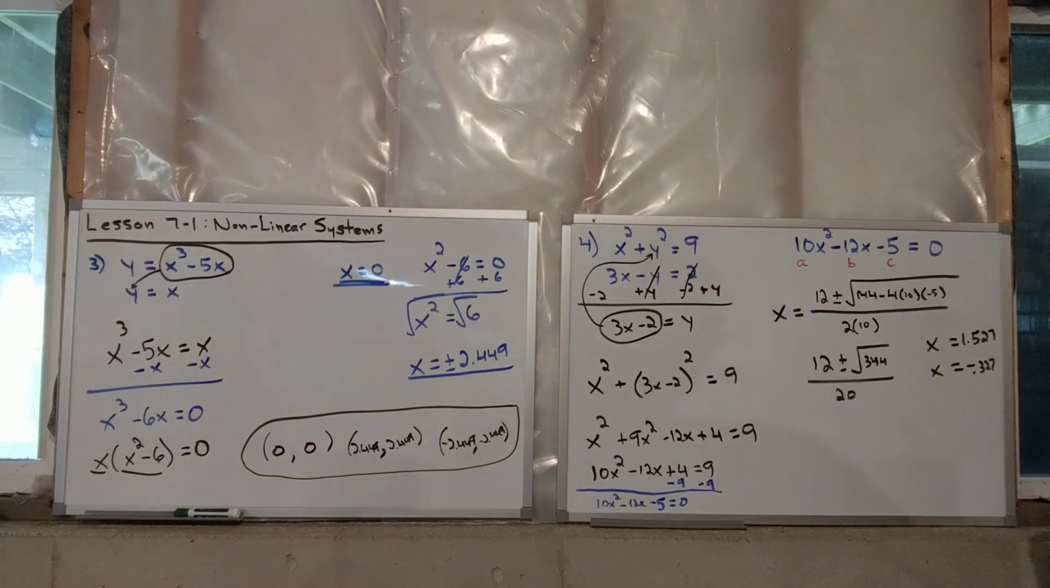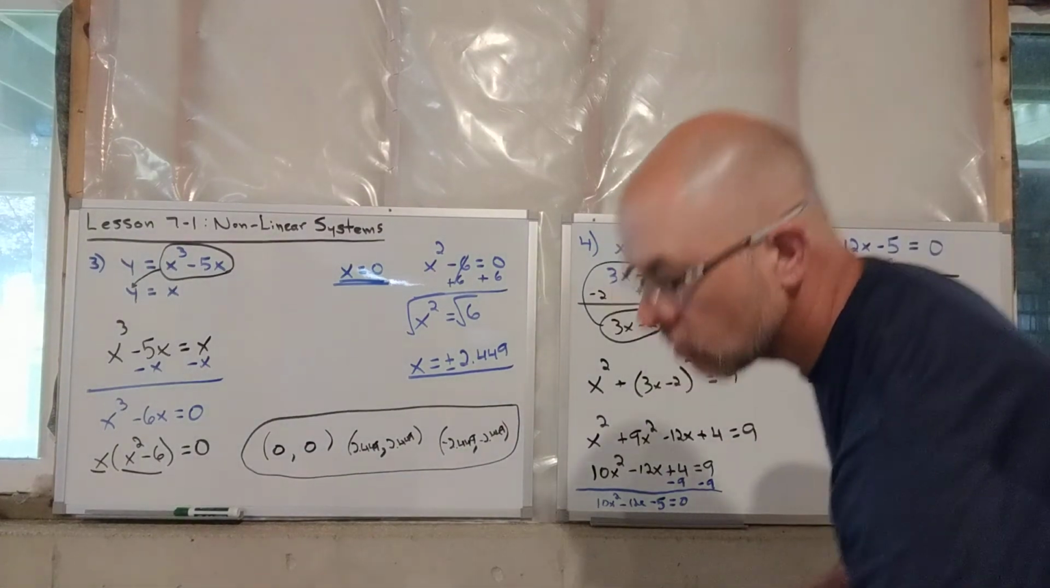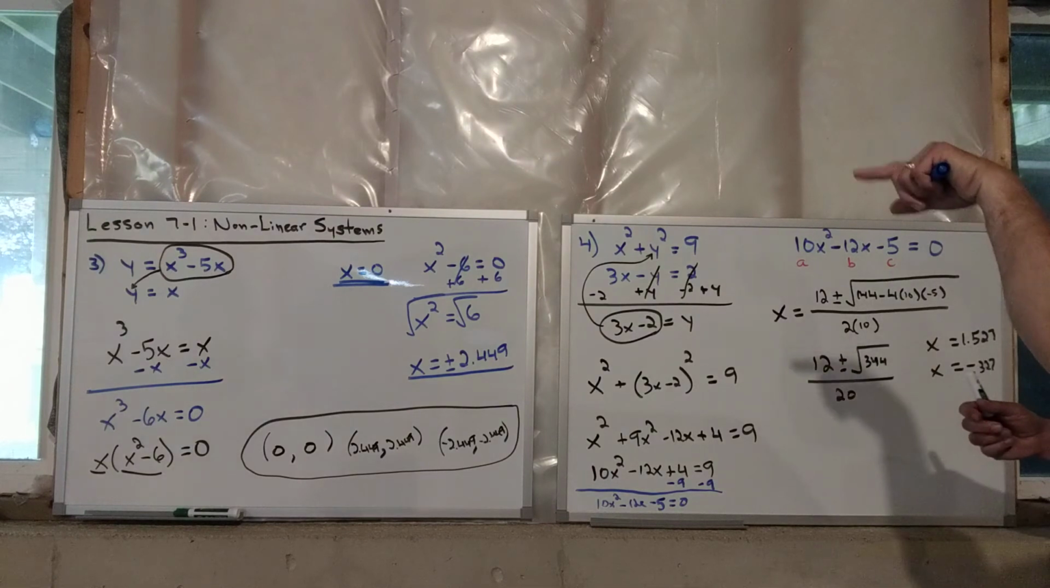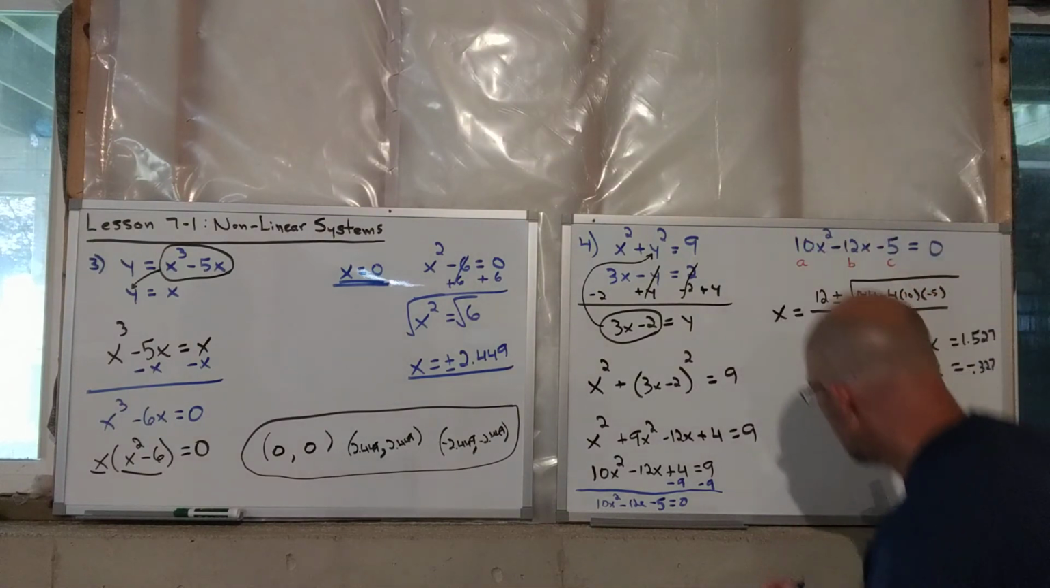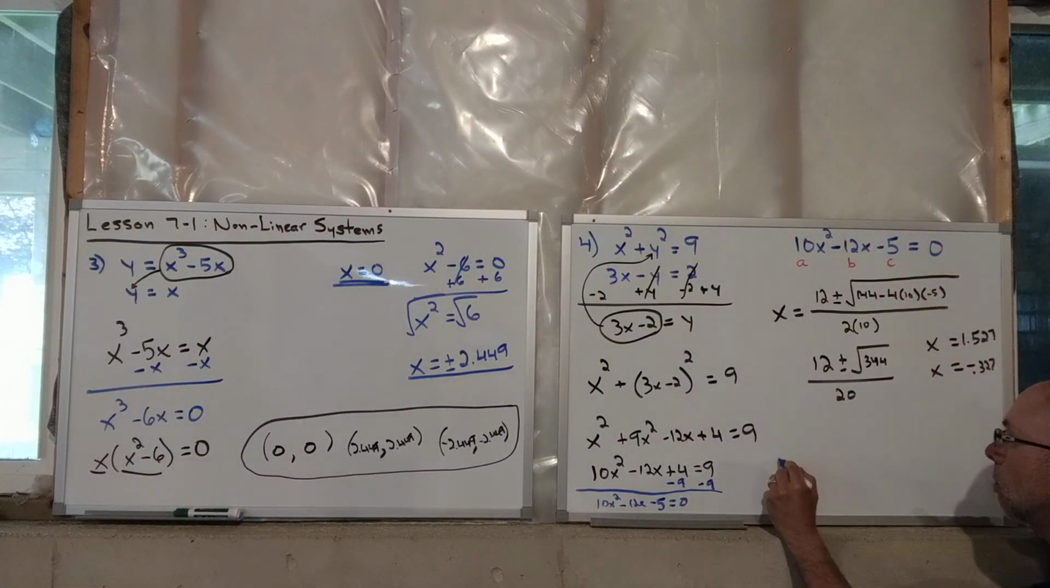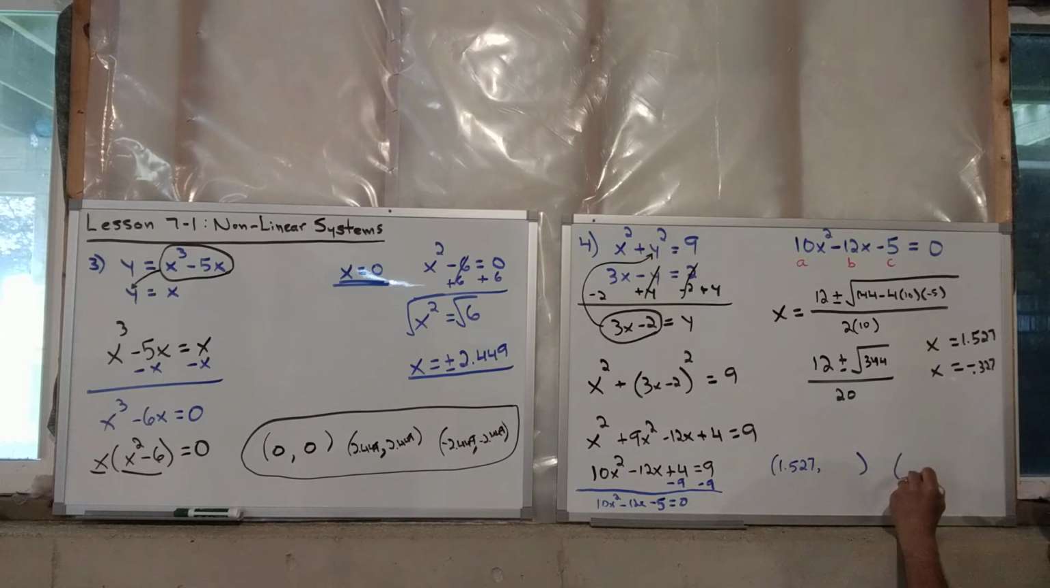Okay? Which means we're going to have 2 points. We're going to have the circle and the line intersecting in 2 places. So we'll have 1 point, that's 1.527 comma, and the other one's going to be negative 0.327 comma.